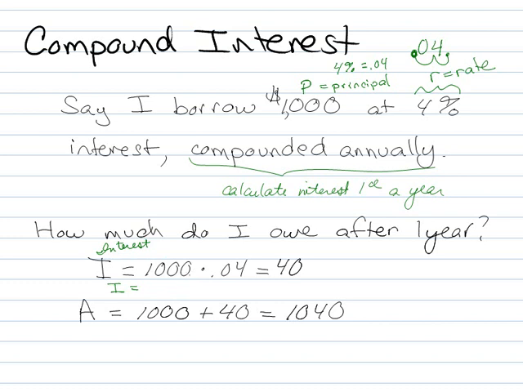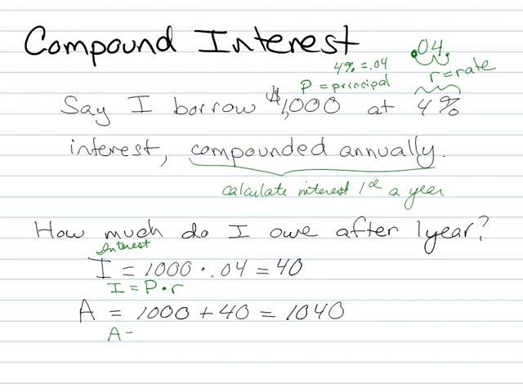Which letter represents 1,000 in my equation? We decided to call the principal P, 1,000. And what did I call 0.04? That was my rate, R. So my interest equals my principal times my rate. When you see these formulas, they're not just made up. They come from somewhere, and this is how they come up with them.